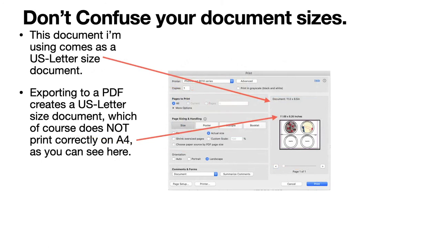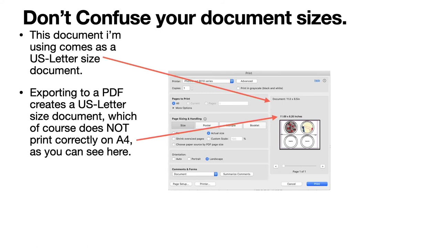Now, don't confuse your document sizes. This document I'm using comes as a US letter size document. Exporting to a PDF creates a US letter size document, which of course does not print correctly on A4, which my printer happens to be full of, as you can see here. The document is 11 by 8.5, but because I've got actual size ticked there, about halfway down, paper size and handling, it's in landscape mode, yeah, looks good. But have a look at the size there, 11.69 by 8.26. That's not the same size. And there's some grey and white in the background there that tells you what's going on.